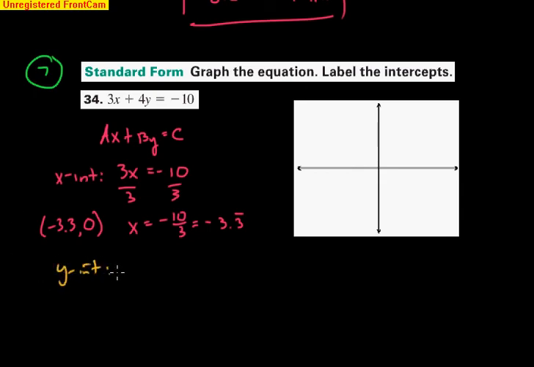Now, to find the y-intercept, I will cover up the x. When I cover up the x, I see 4y equals negative 10. That's what I will write down. 4y equals negative 10. I'm looking for the y-intercept. Get y by itself by dividing by 4.